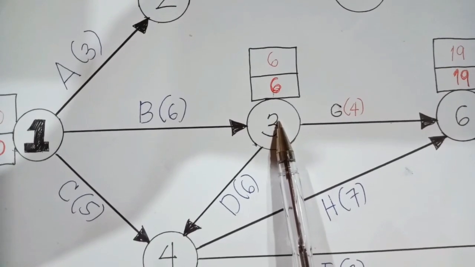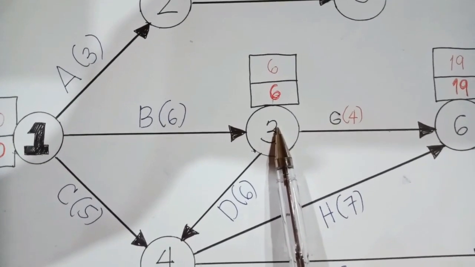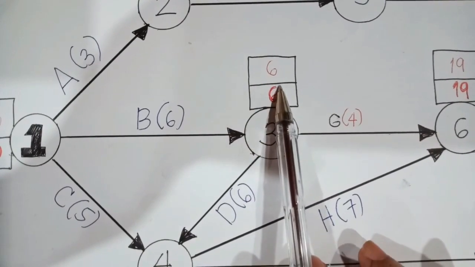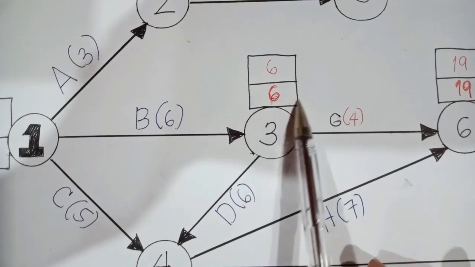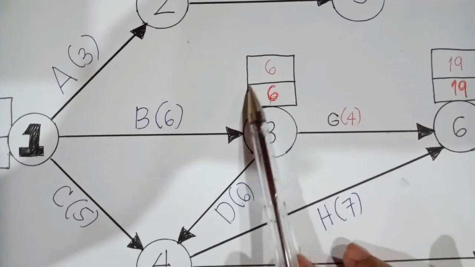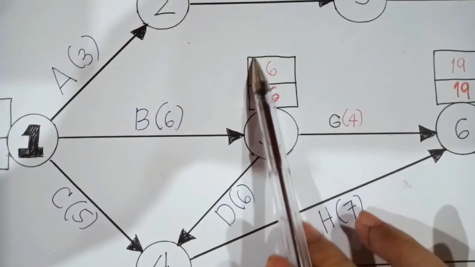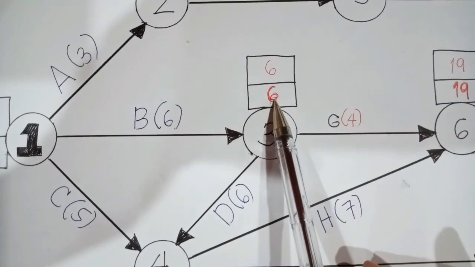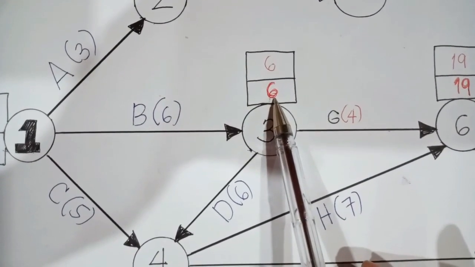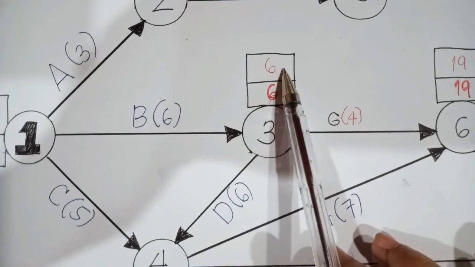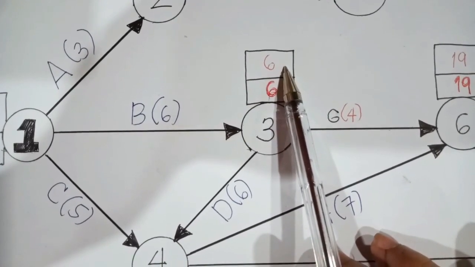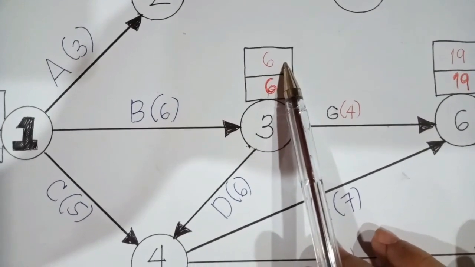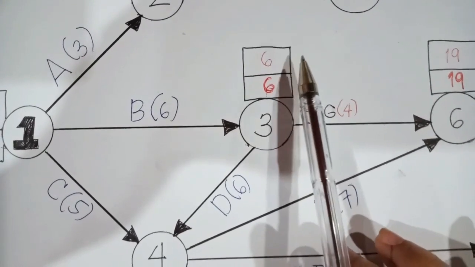Now, in order for us to determine if our second condition is satisfied, it says that the earliest start time of the ending activity should be equal to the latest completion time of the ending activity as well. As you can notice, the earliest start time of our ending activity is 6, and the latest completion time of our ending activity is also 6. So they are equal, and therefore our second condition is satisfied.